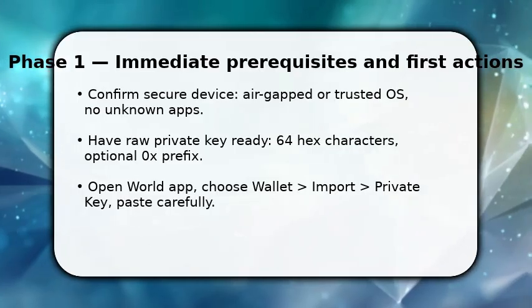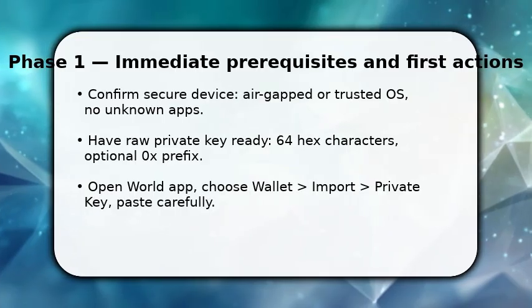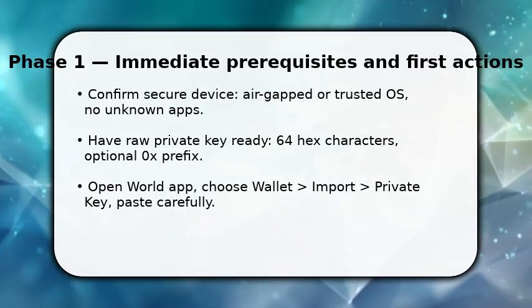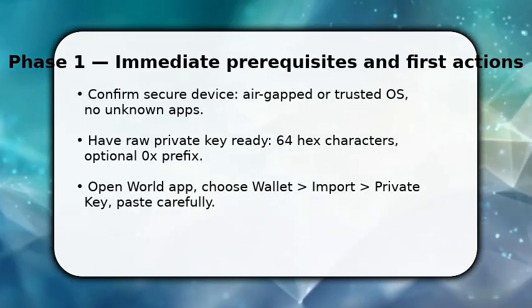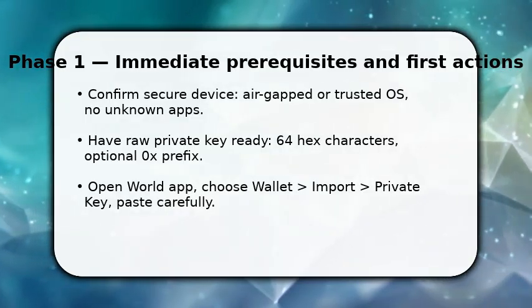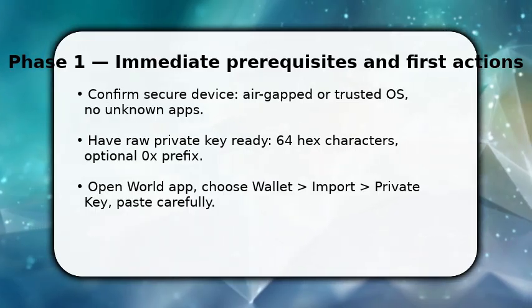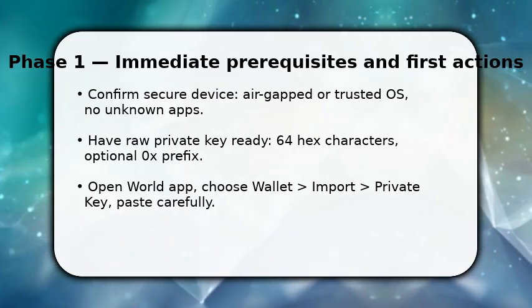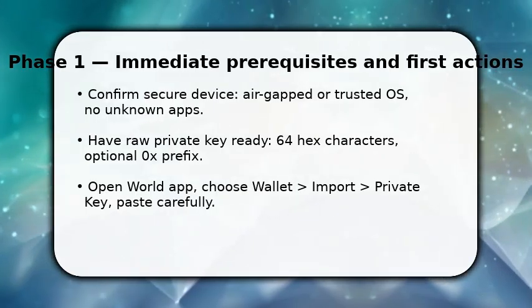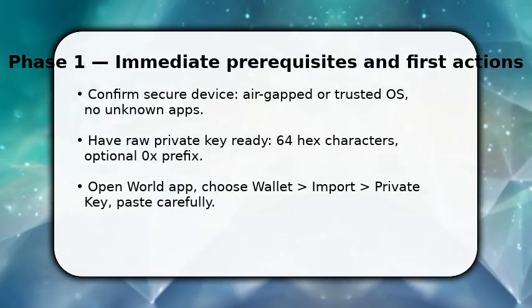You begin by securing your environment. Use a trusted device and close unnecessary apps. Once done, open the World app and navigate to Wallet, then Import. You will paste the raw private key, that 64-character hex string, into the private key field. Make sure not to expose it on screenshots or cloud clipboard. This is the one way to access that exact account, so accuracy matters.